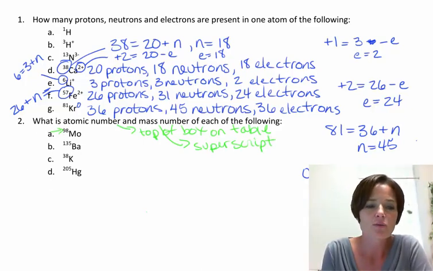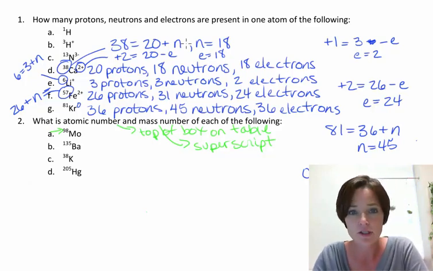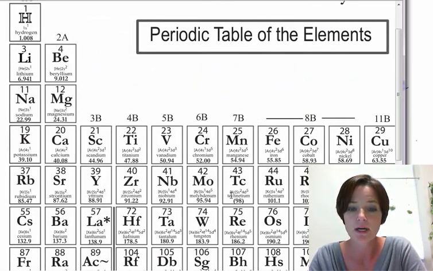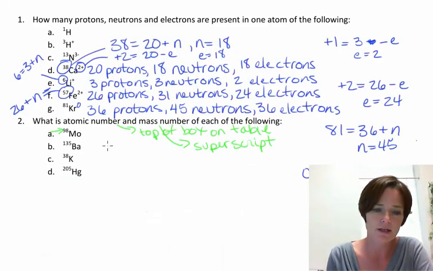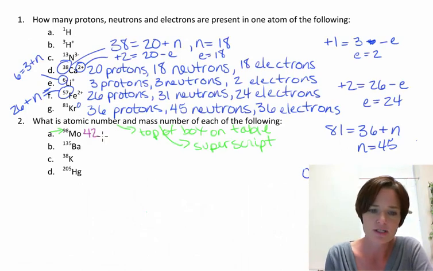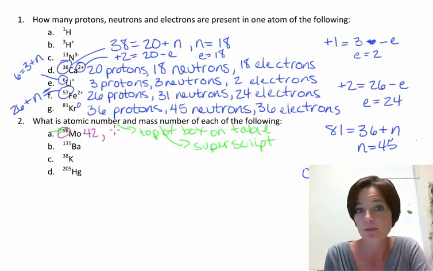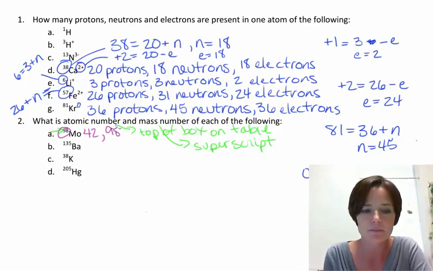So if we go through and look at these quickly, the first one, molybdenum, if we find that on the periodic table, molybdenum is going to be right here. So that is an atomic number of 42. So we'll write 42 here for its atomic number. As far as its mass number goes, that's right here, the superscript. So that's going to be 98.